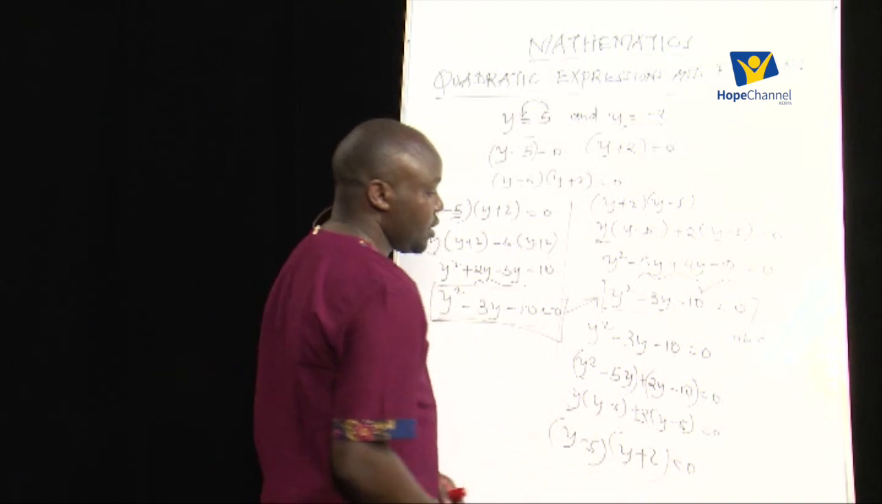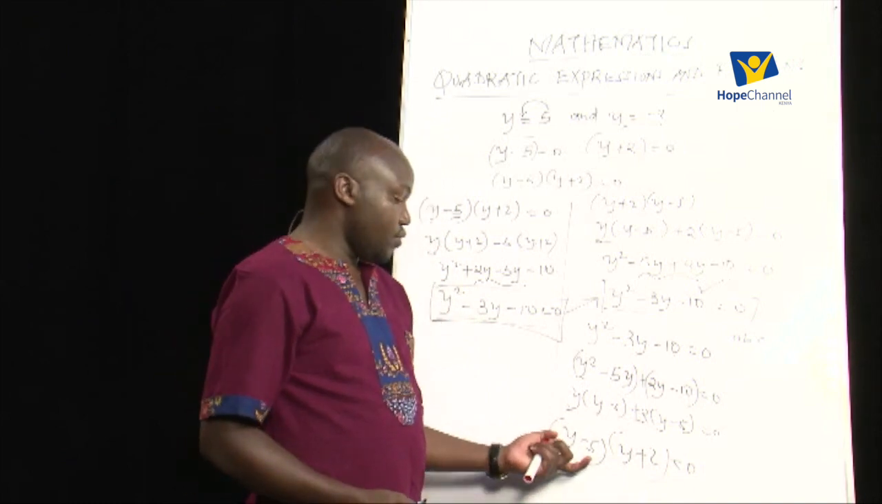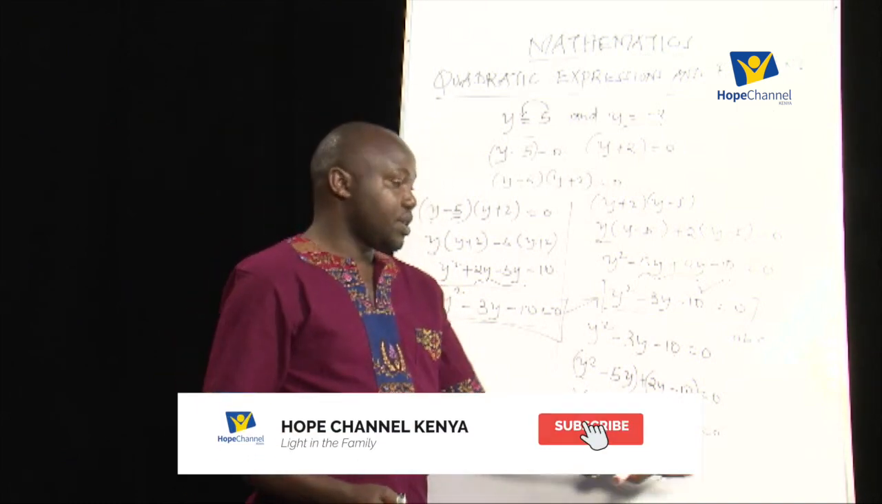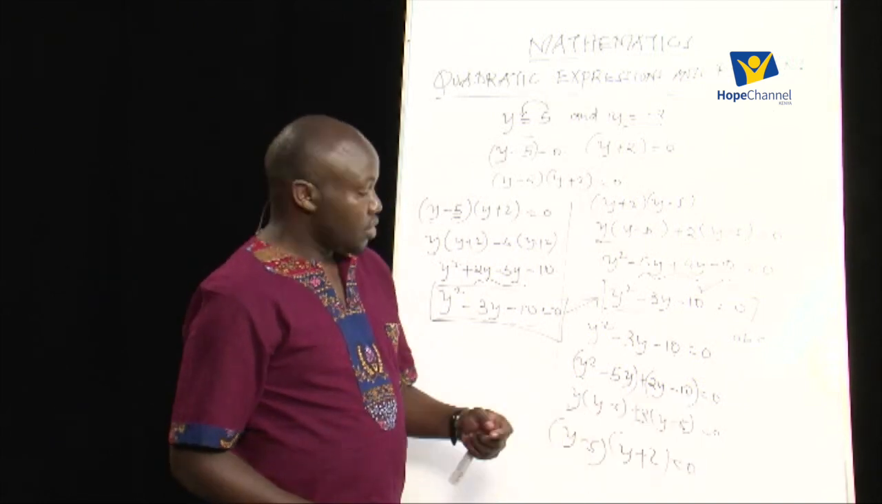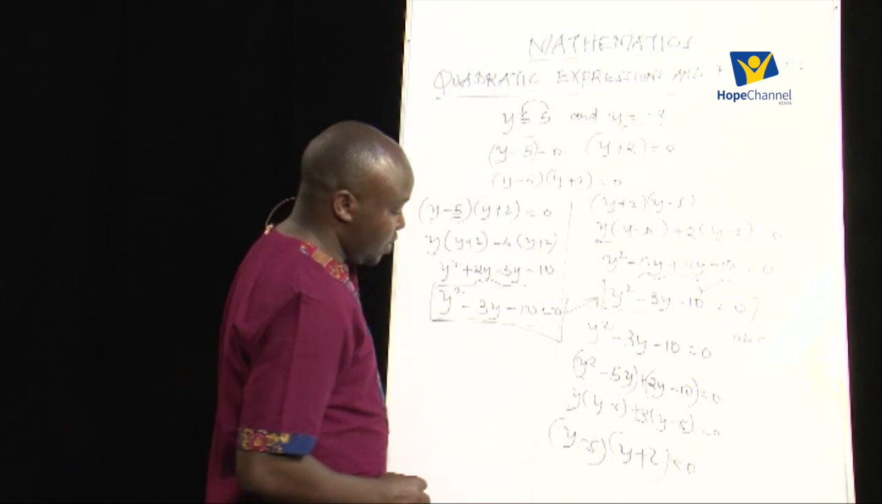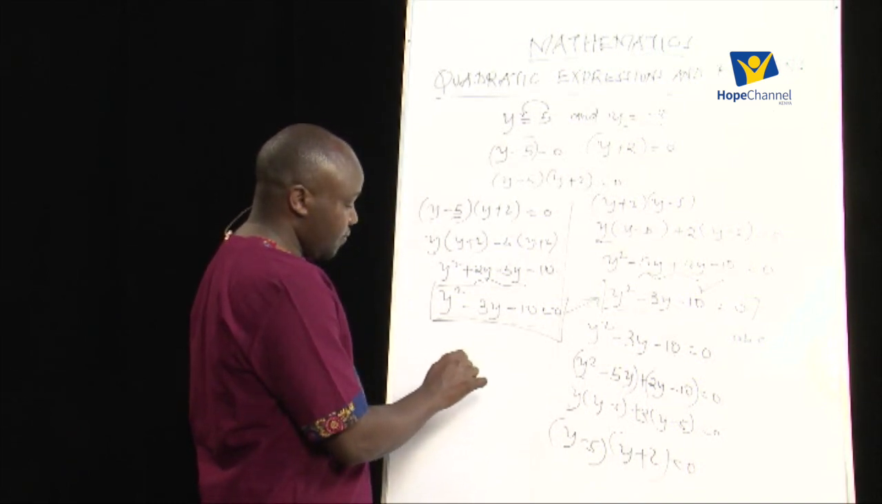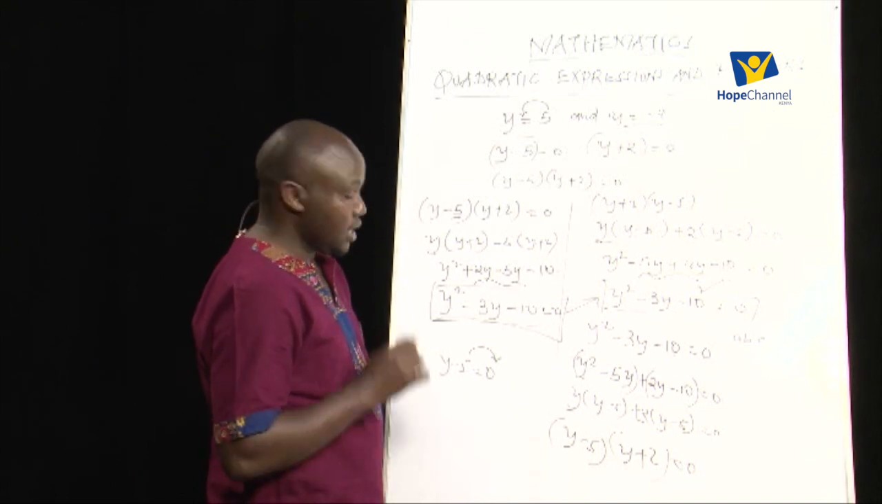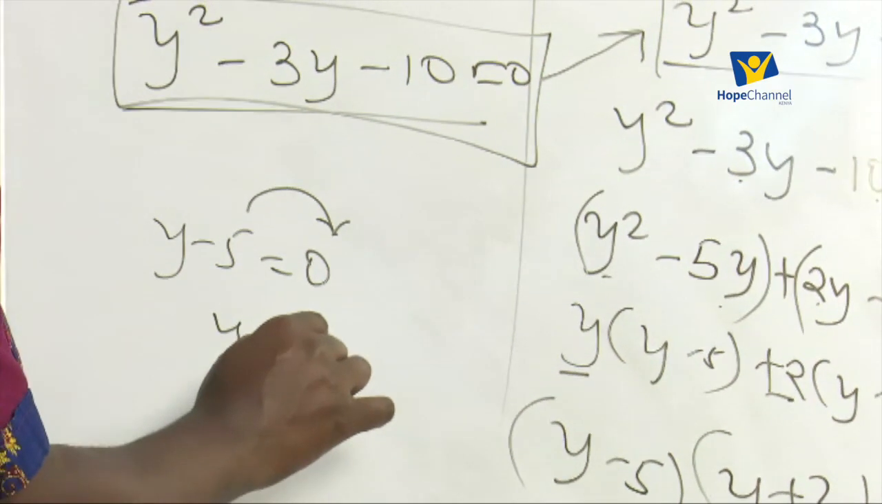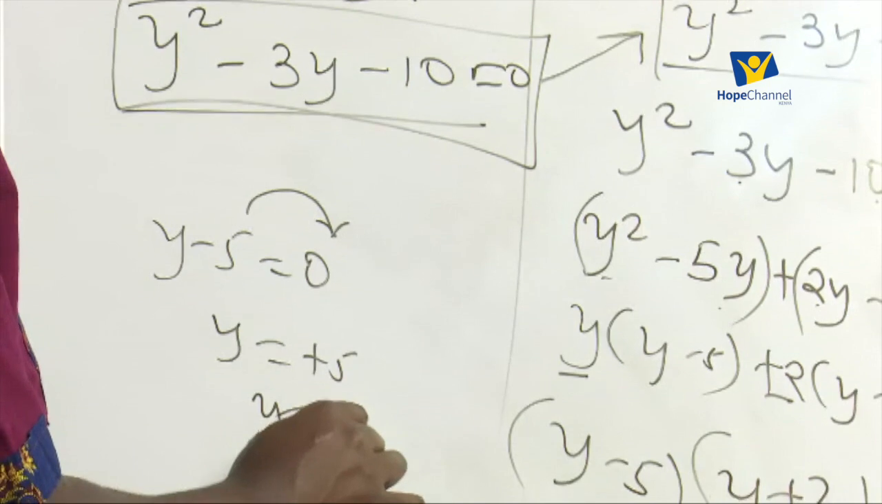is equal to 0. And for the equation, I said you have to equate each bracket to 0 to obtain a definite answer. This definite answer are the roots. So we want to find out what are the roots for this. So y minus 5 is equal to 0. It means I take 5 to the other side of the equal sign. Alright? So I'm going to have y is equal to positive 5. So y is equal to 5.